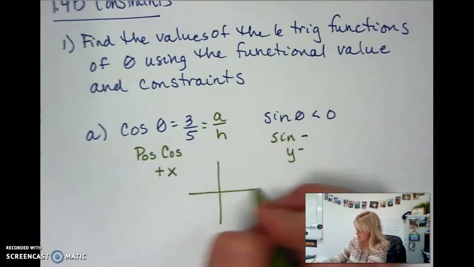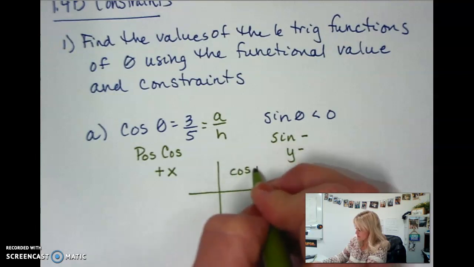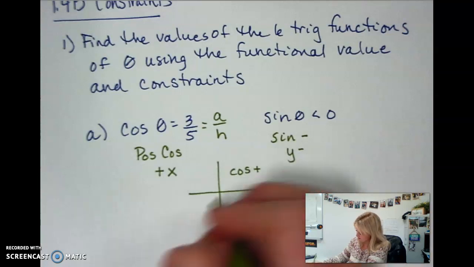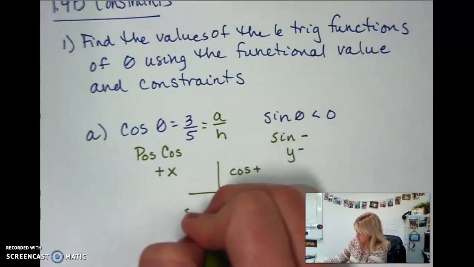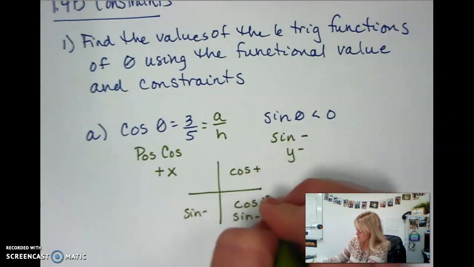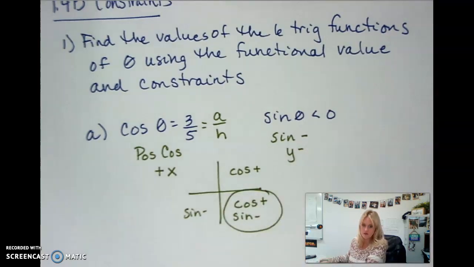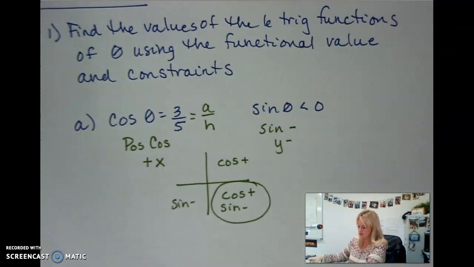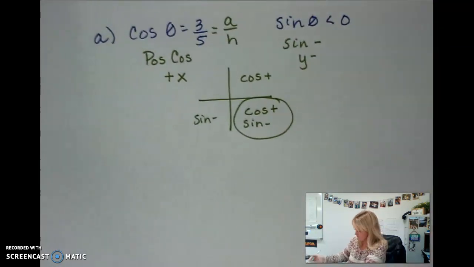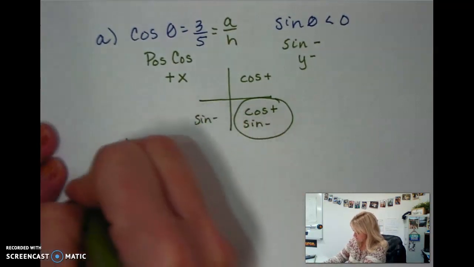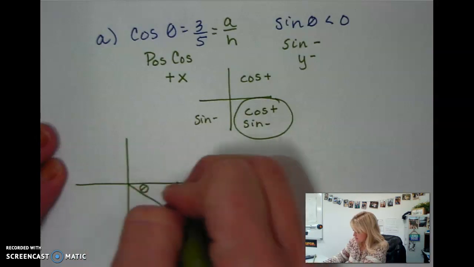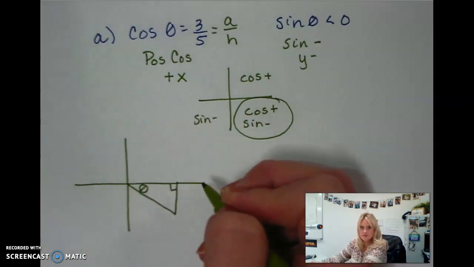So when is x positive? In quadrants 1 and 4. When is y negative or sine negative? In quadrants 3 and 4. So this quadrant is where we're going to draw our reference triangle now. So I'm going to draw my triangle. Remember, theta always comes out of the origin.